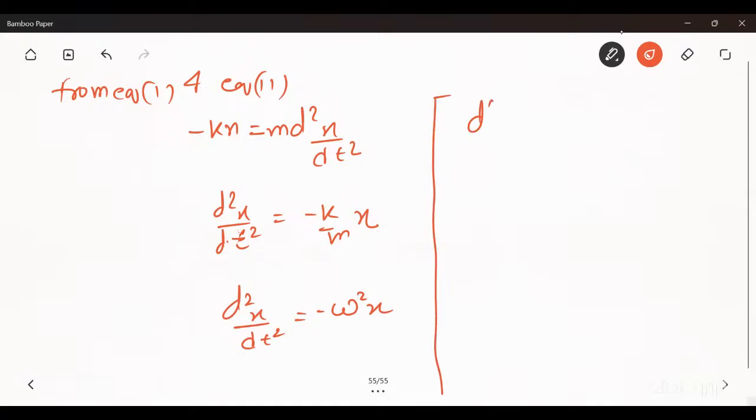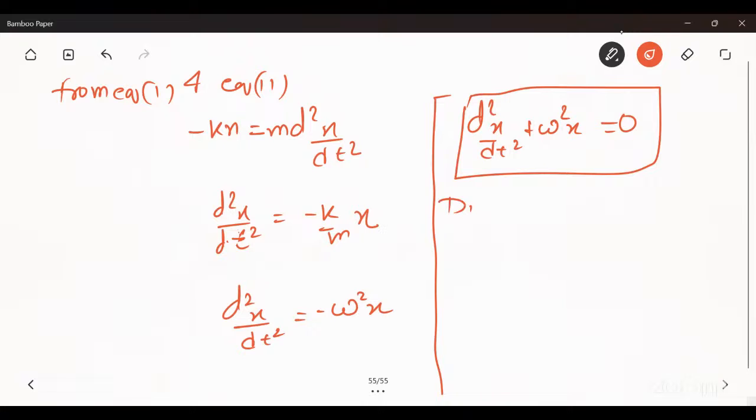If omega square comes to the right hand side, then d square x by dt square plus omega square x is equal to 0, which is the differential equation of S.H.M.